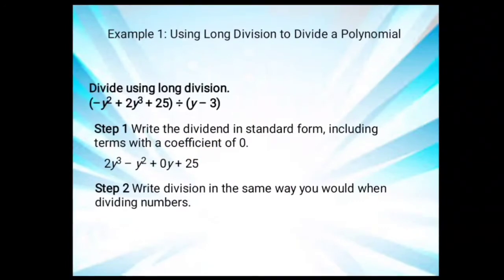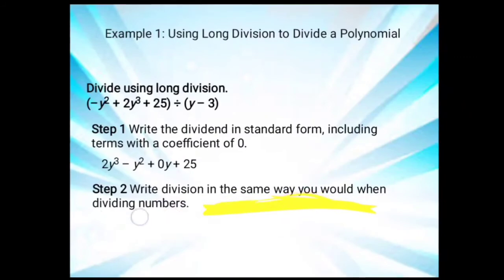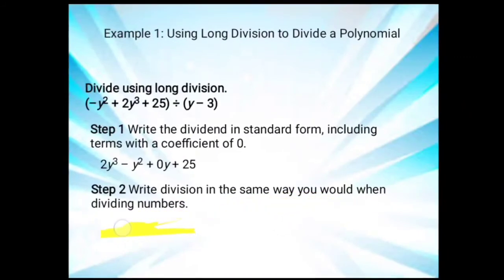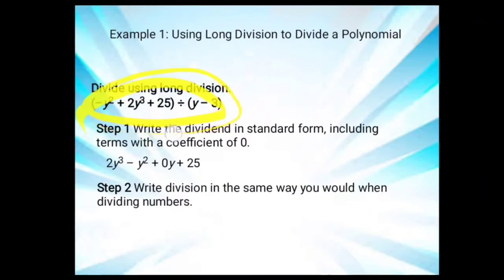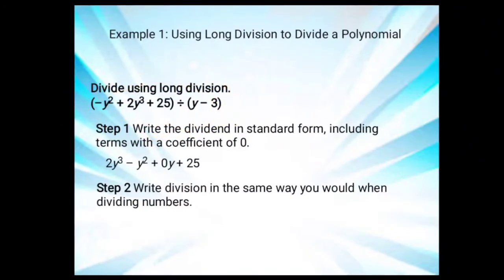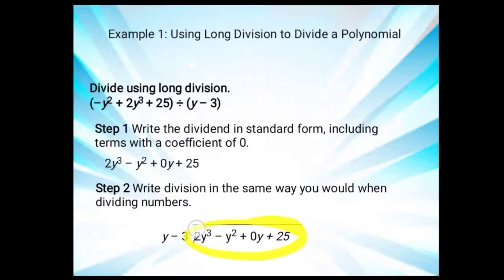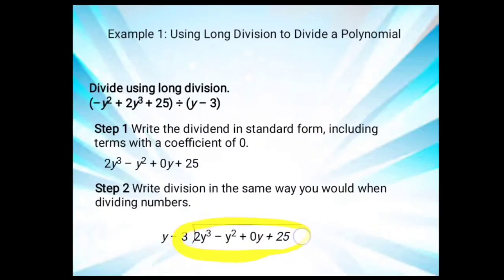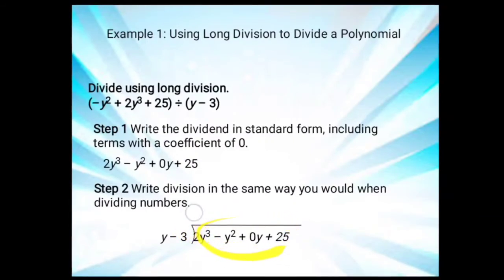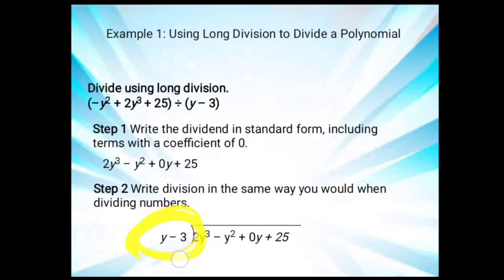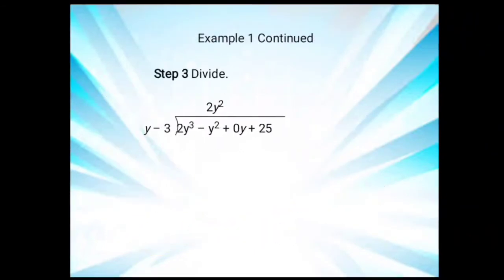So step number 2, you have to write the division in the same way you would when dividing numbers. Okay? Here is how. We have the dividend 2y cubed minus y squared plus 0y plus 25 divided by y minus 3, our divisor. After that, we have step number 3.